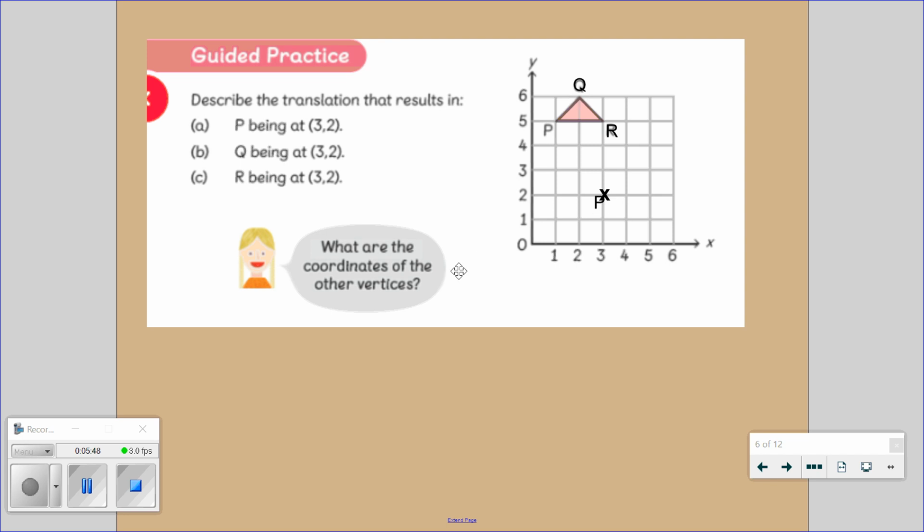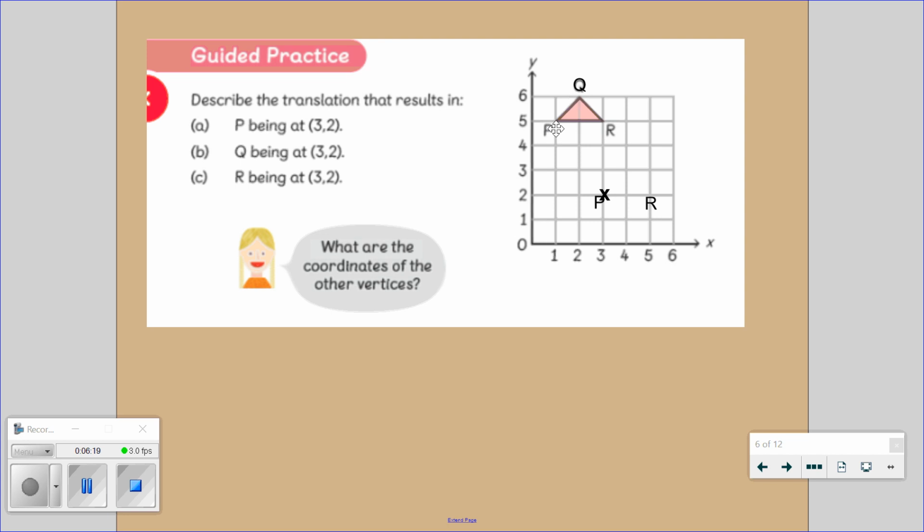But Hannah asks, what are the coordinates of the other vertices? So I've moved P, but what if the whole triangle had moved? Where would R end up, and where would Q be? So let's look at R. We can see that on the original triangle, it was 2 units to the right of P. So if you move this 2 units to the right of P's new position, it's in the right place.